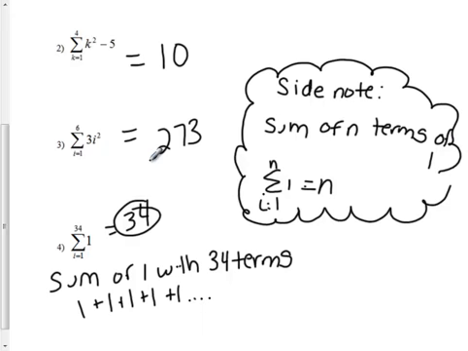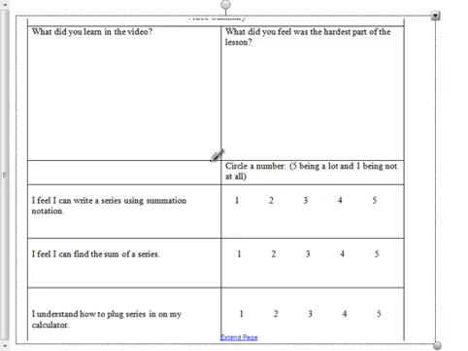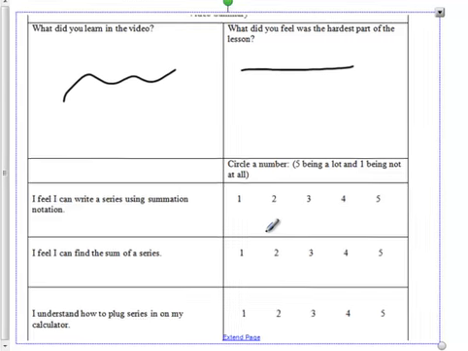Alright, so we are done with the lesson for today. However, we do have this last sheet of your page, so I want you to write down what you learned in the video, what you felt was the hardest part, because we will review tomorrow. We have all day in class to review. Then once again, I want you to write down how you feel about each objective.